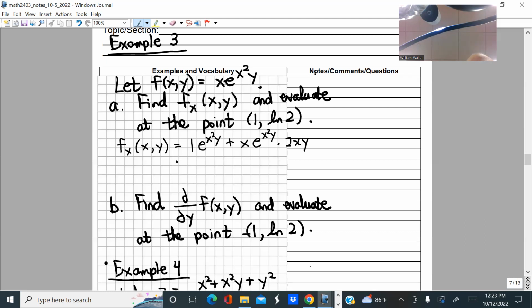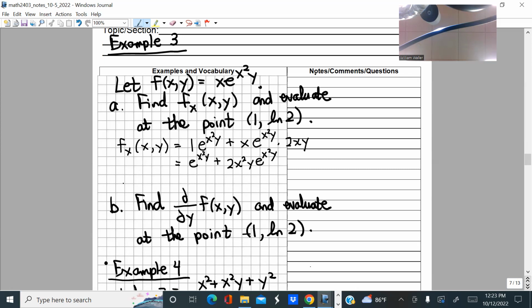Let's see, let's clean this up a little bit. So this is e to the x squared y plus 2x squared y e to the x squared y? So, you know, a little bit messy, but it was easy to calculate, right? Okay. Derivatives are easy to calculate if you just remember your differentiation rules.